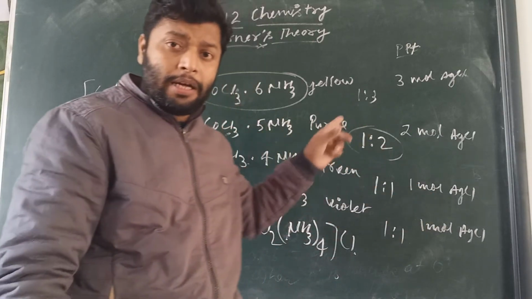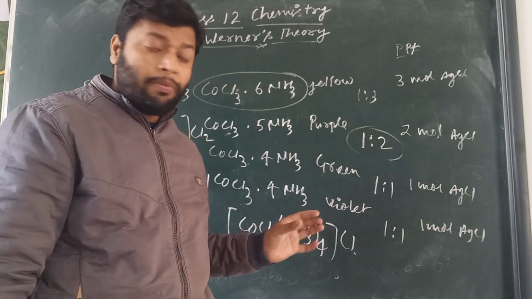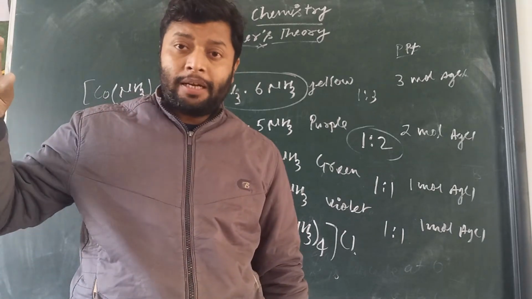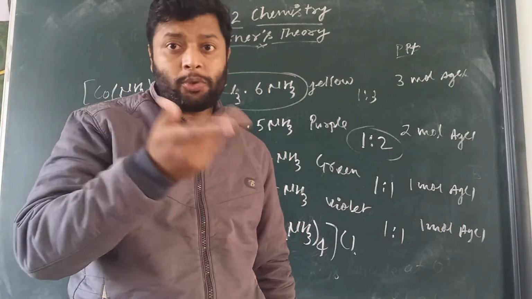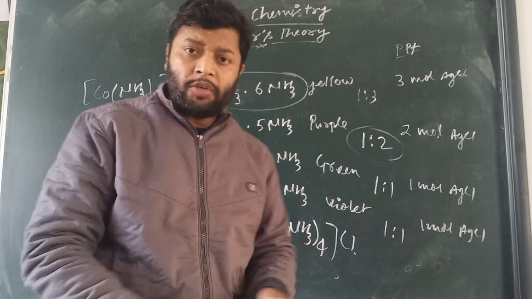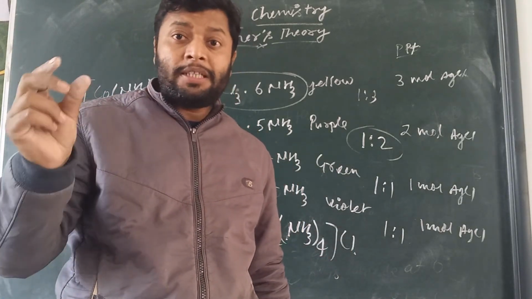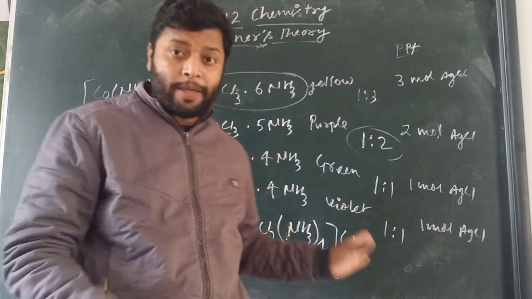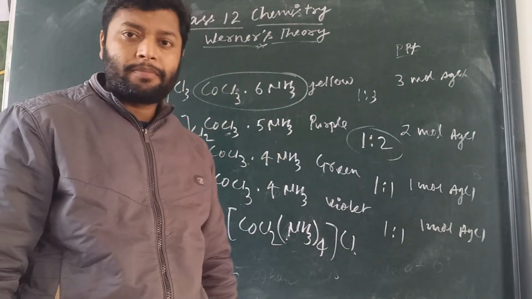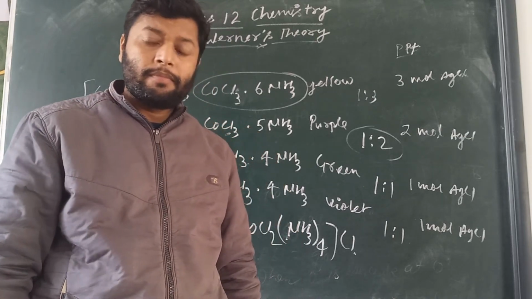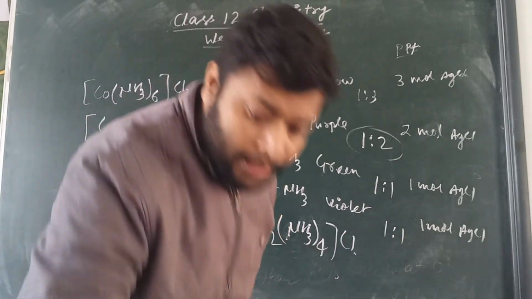The different color is due to the different properties of the light absorbed by the complex when a beam of visible light is passed through the solution. So different isomers can have different properties of absorbing and emitting wavelengths of light, and that's why they have different colors. That will be explained later in the same chapter. This is all about Werner's theory.